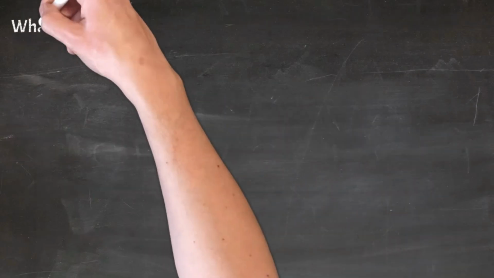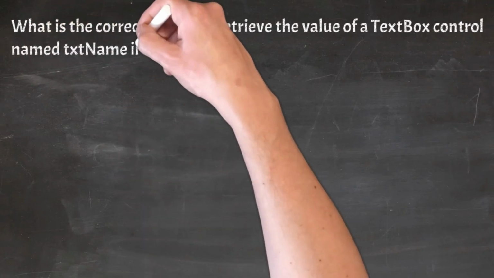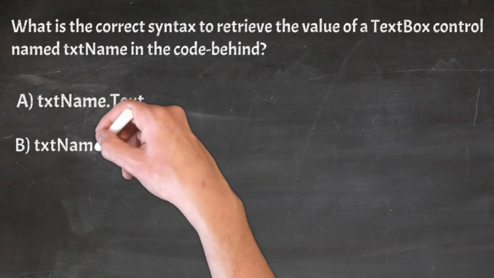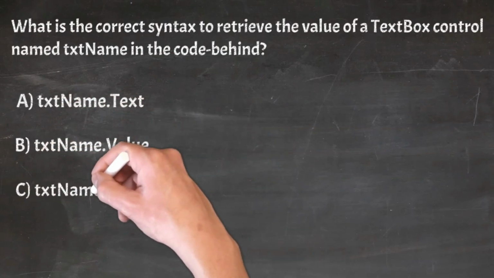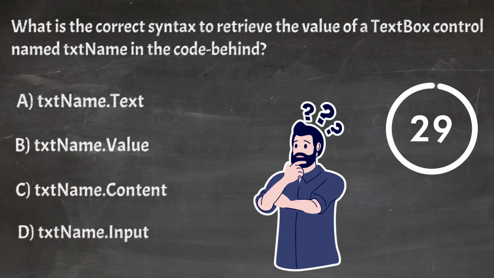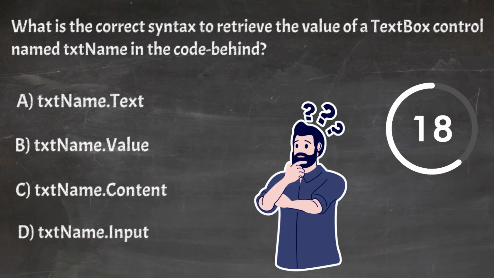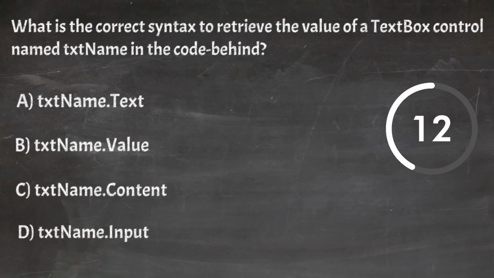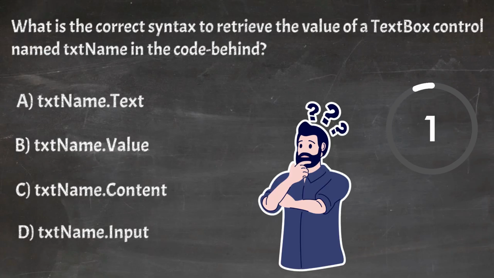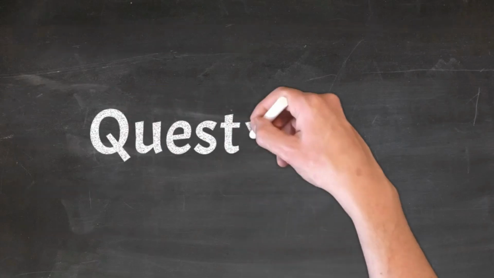Question 14. What is the correct syntax to retrieve the value of a text box control named txtName in the code behind? A. txtName.Text. B. txtName.Value. C. txtName.Content. D. txtName.Input. Correct answer A. txtName.Text. Question 15.